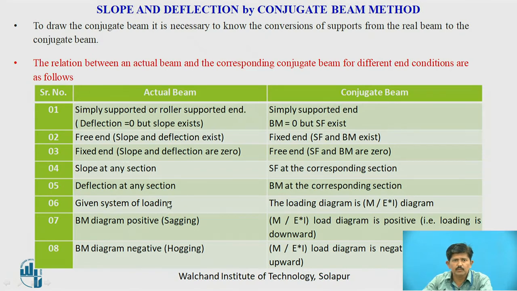For a given system of loading in the actual beam, the loading in the conjugate beam will be the M upon EI diagram. Then if the bending moment diagram is positive in the actual beam, that is sagging, then the M upon EI loading diagram is positive, that is the loading is downward in the conjugate beam. If the bending moment diagram is negative, that is hogging in the actual beam, then the M upon EI diagram is negative, that is the loading is upward in the conjugate beam.